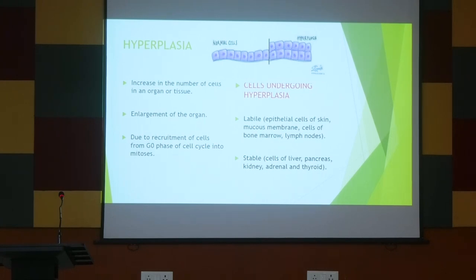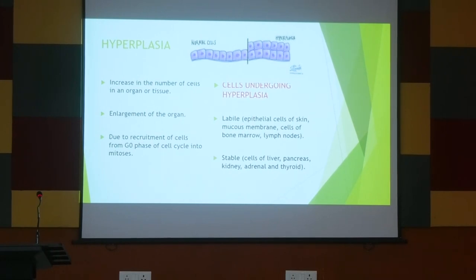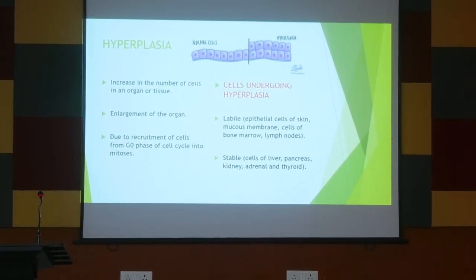Why does it happen? Because there is recruitment of cells from the G0 phase of the cell cycle into mitosis. Hyperplasia predominantly occurs in dividing cells as well as non-dividing cells. So obviously in dividing cells, it can happen. These cells will be recruited from the G0 phase of the cell cycle into the stage of mitosis. So where does hyperplasia take place? In labile cells as well as stable cells. What are the labile cells? Epithelial cells of the skin, of mucous membranes, cells of the bone marrow, lymph nodes, etc. Whereas the stable cells are cells of the liver, pancreas, kidney, adrenal, and thyroid.